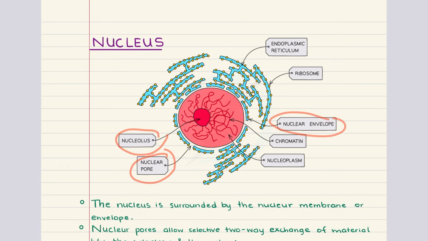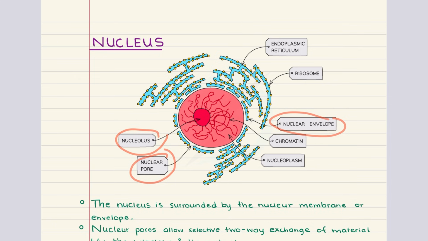And the nucleolus assembles rRNA with ribosomal proteins to form the subunits of ribosomes, which are then exported to the cytoplasm where they become active in protein synthesis. Finally, surrounding the DNA and the nucleolus is the nucleoplasm.